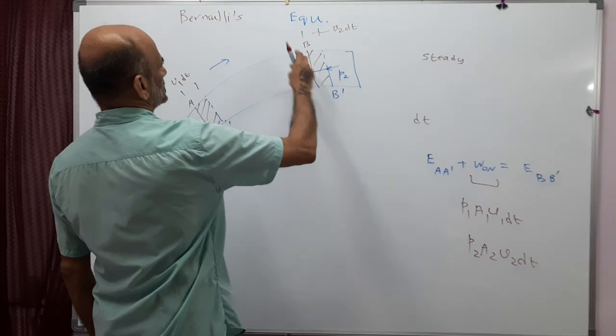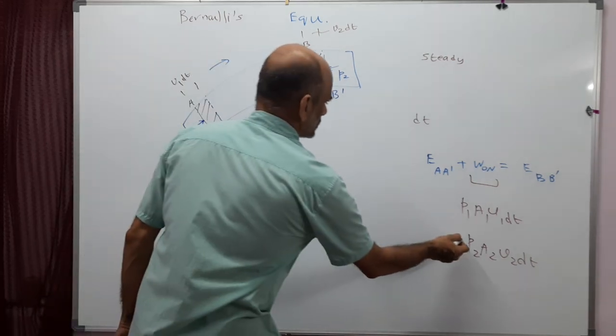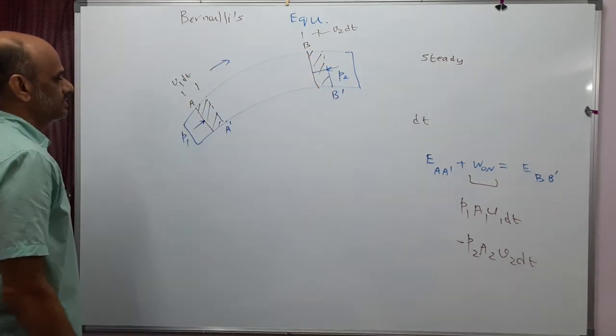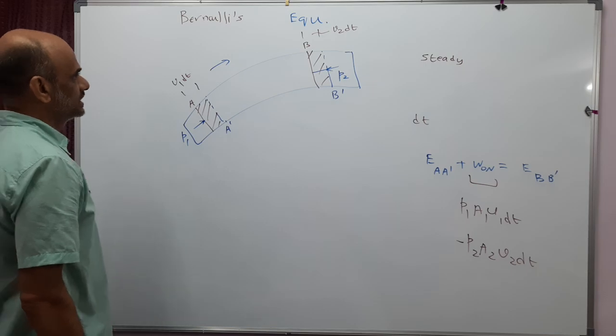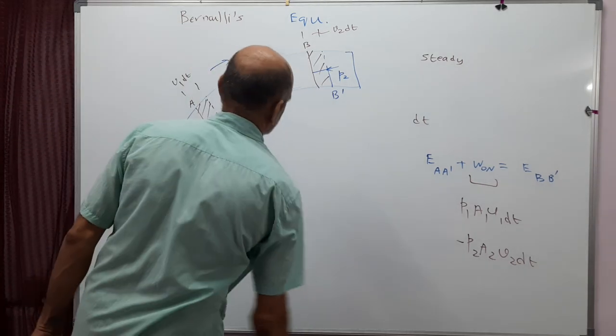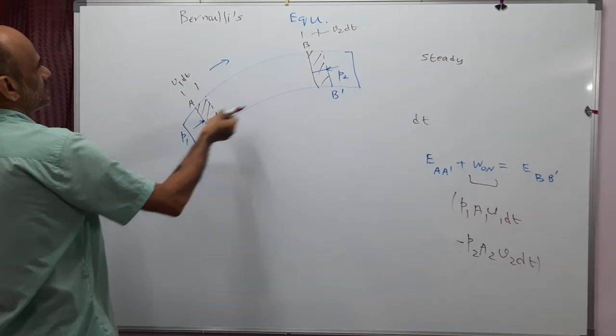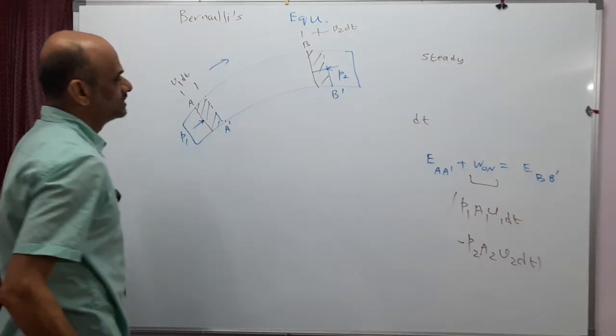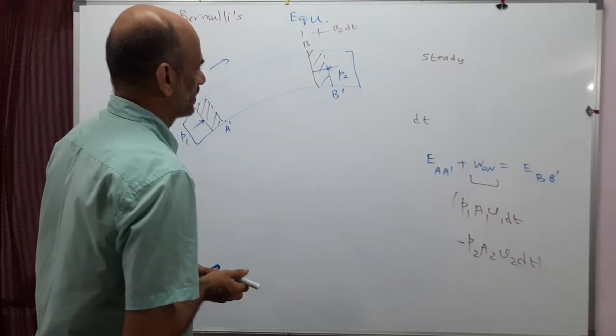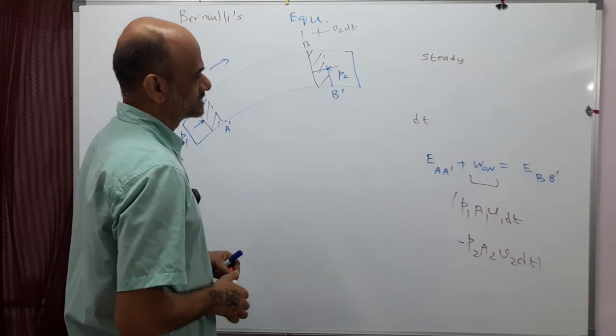But here the force and the displacement are opposite. So the F dot ds will be F into ds into cos theta. Theta is 180 degrees, so you'll have a minus sign here. Here the force and displacement are in the same direction. Here the force is this way, displacement is this way. So there will be a minus sign between them in F dot ds.